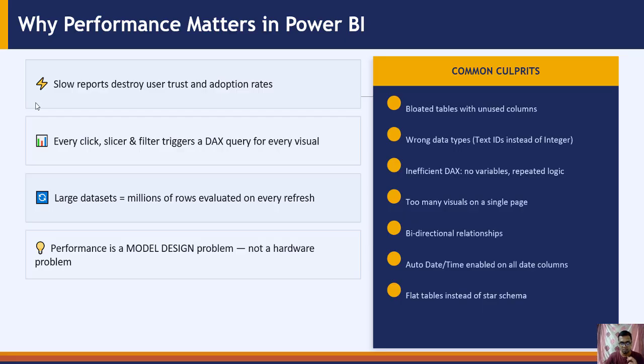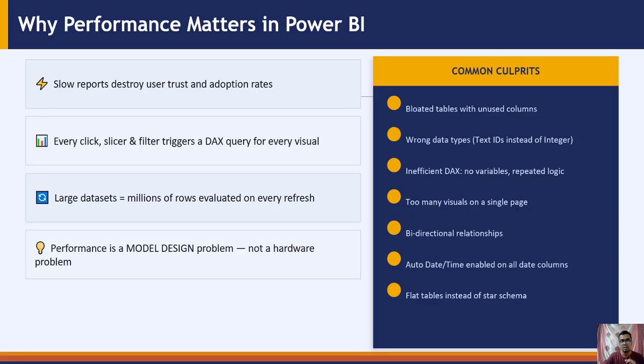So why does performance matter in Power BI? Slower reports destroy user trust and adoption rates. When it comes to a big organization, there will be huge data containing millions of rows. So for each interaction, at the back end, the data source and VertiPaq engine process many things. So we need to take care of this performance optimization with the highest priority.